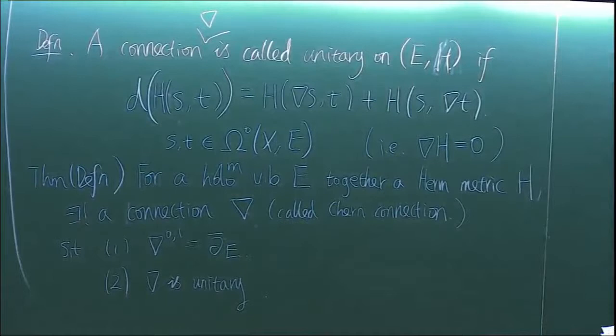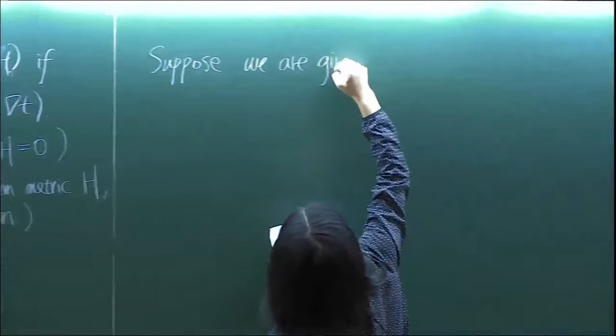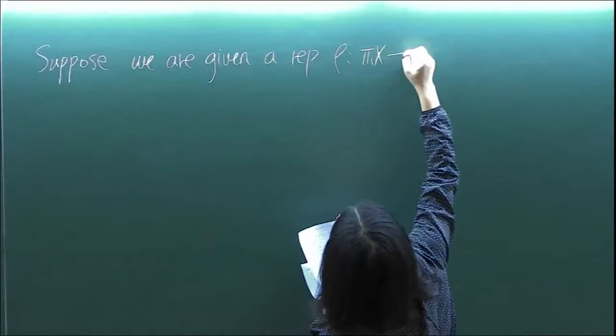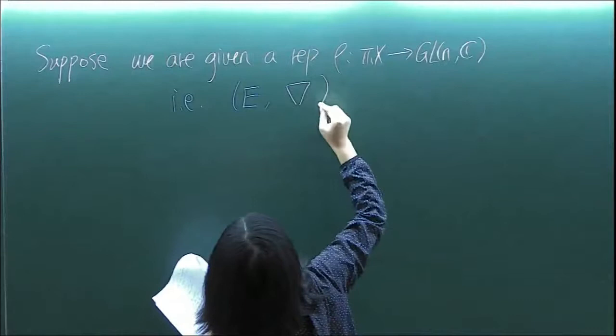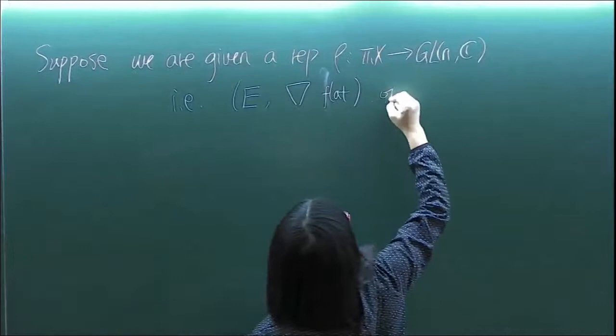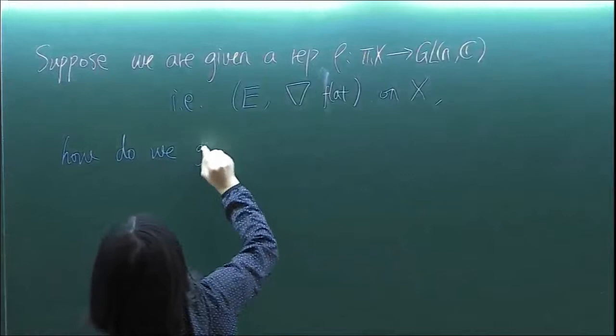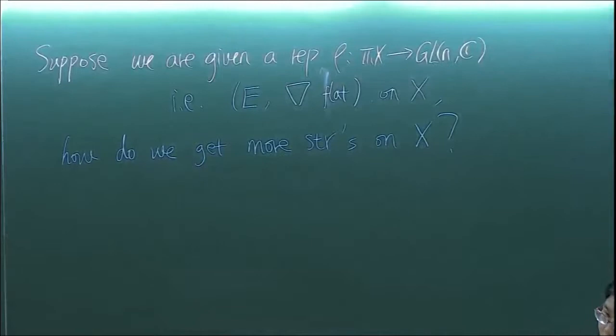So now, suppose we are given a representation, that is, the data of a complex vector bundle together with a flat connection. So we are given such data. How do we get more structures on X? Because right now we just have one connection. So then we want to introduce a Hermitian metric.